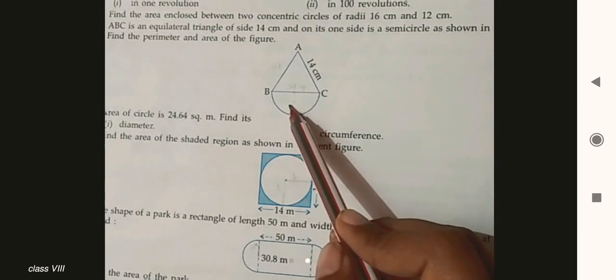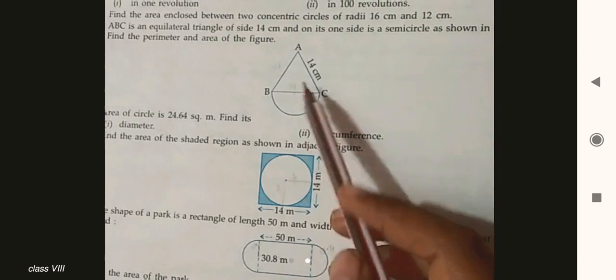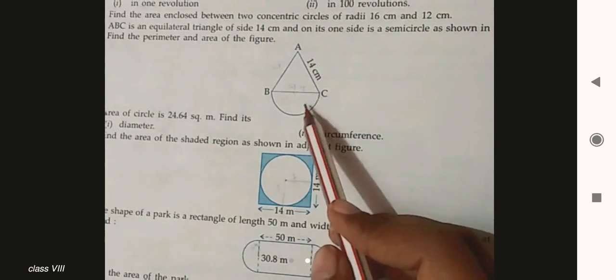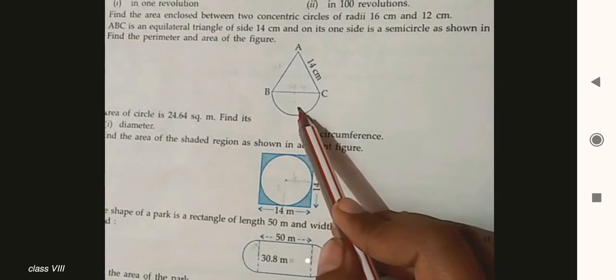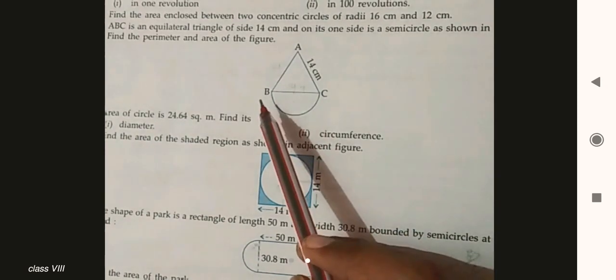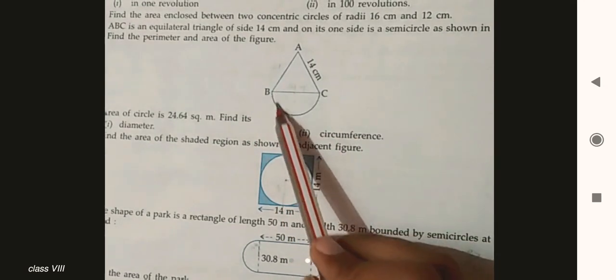So the area of the figure is not a big task because first you will find out the area of this equilateral triangle, and you have a direct formula, that is root 3 by 4 a square. And the area of the semicircle you can also find out, pi r square by 2. Now when it comes to finding the perimeter, most students make this mistake. Perimeter means the sum of all the boundaries. So what they are doing is 14 plus 14 plus 14 plus this arc.